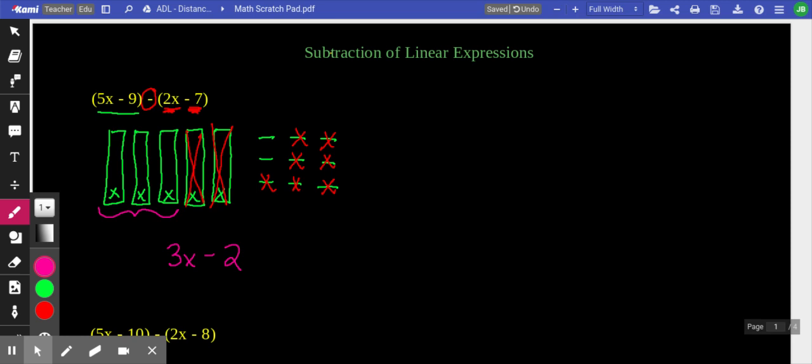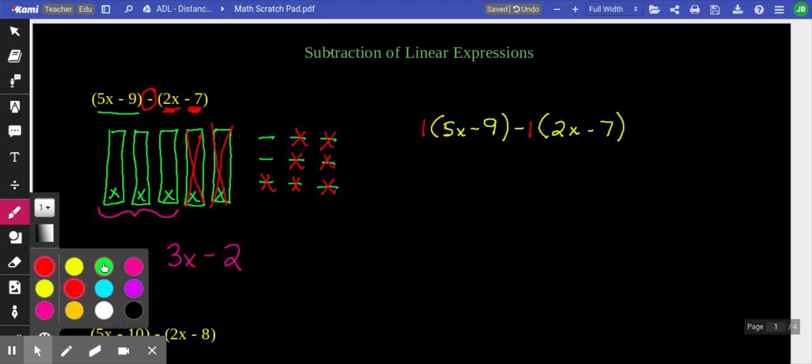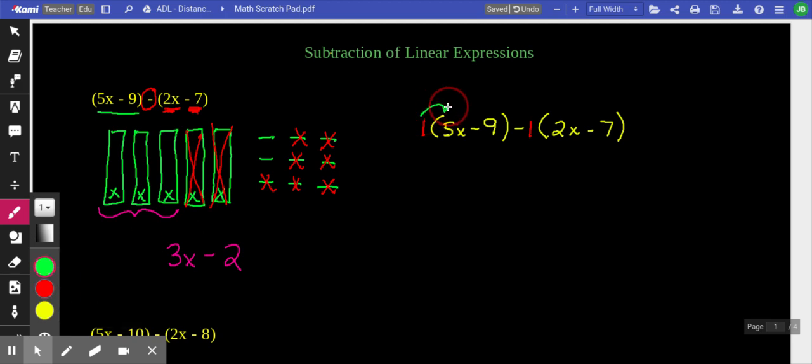Now, that's a very visual and concrete method. But what does this mean algebraically? So if I wanted to write this problem out, we might have 5x minus 9 minus 2x minus 7. Now, in my previous video for addition of linear expressions, I said to get rid of these parentheses, we use the distributive property. So I put an imaginary 1 in front of my parenthesis, which is perfectly legal. And I'm going to multiply using the distributive property.